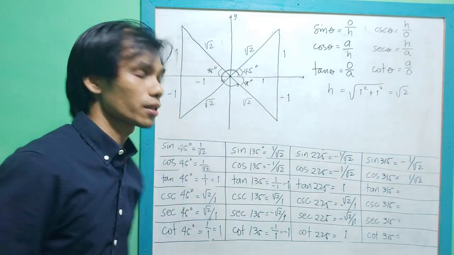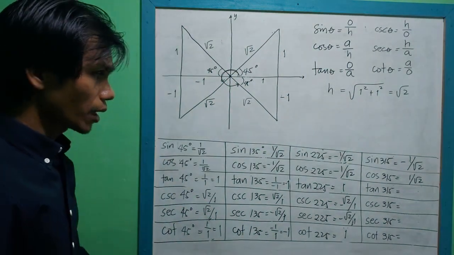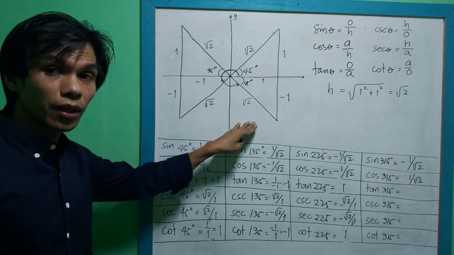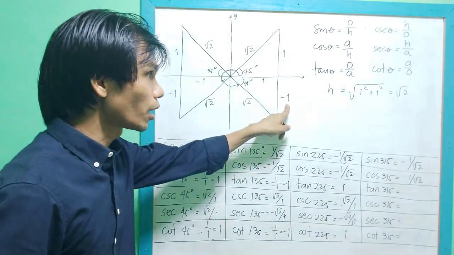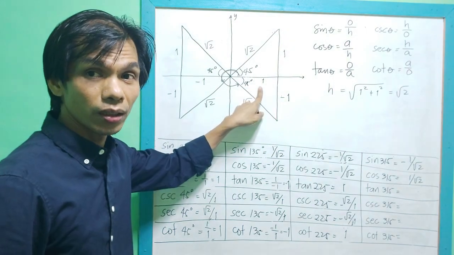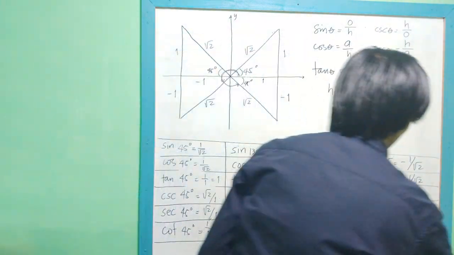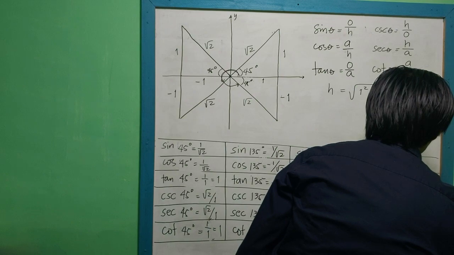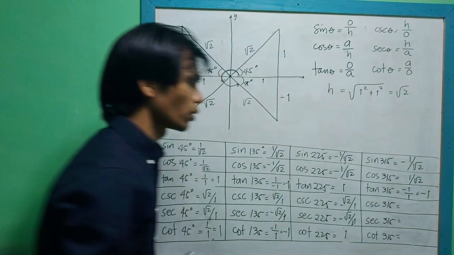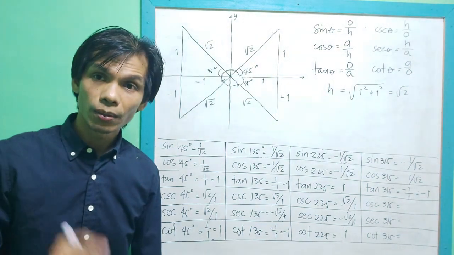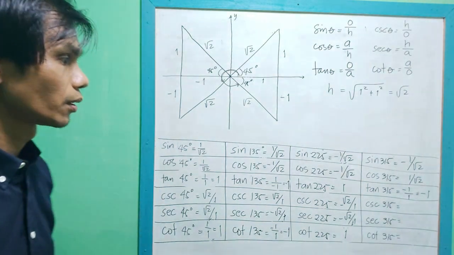Nandito yung x-axis. How about tangent of 315? Ang tangent of 315 is opposite over adjacent. So that is negative 1 over positive 1. And that is negative 1. So we have negative 1 over 1. We have negative 1. I-try nyo. Tangent of 315. Lalabas sa calculator nyo, negative 1.